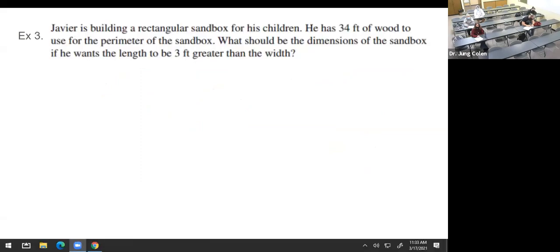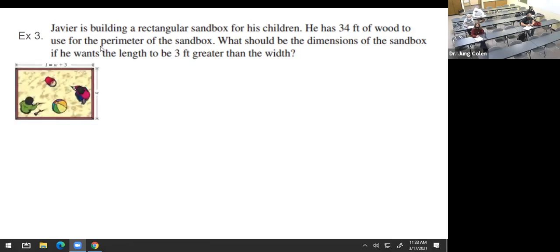For this one, Javier is building a rectangular sandbox for his children. He has 34 feet of wood to use for the perimeter of the sandbox. What does the perimeter mean? All the way around, the length around the shape, right? The etymology of perimeter is peri plus meter. Peri means around, meter means measurement. So the length around that shape is the perimeter, okay? So you want to use 34 feet of wood for the perimeter of the sandbox.